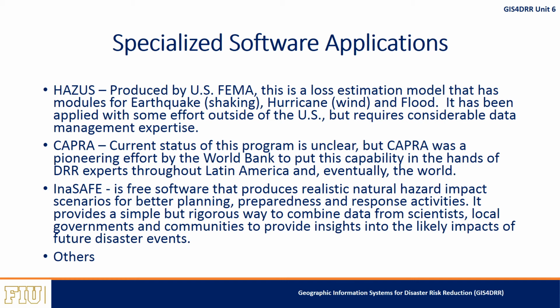The three best known tools in this suite of software applications are HAZUS, CAPRA, and InnoSafe. HAZUS is a long-running loss estimation program from FEMA that is based on the popular commercial GIS software ArcGIS from Esri. This application has hazard models that build hazard footprints from event parameters. It has inventory data for the entire United States that can be replaced with more accurate or current local data.